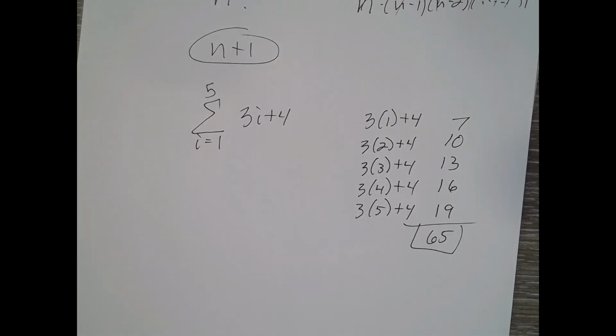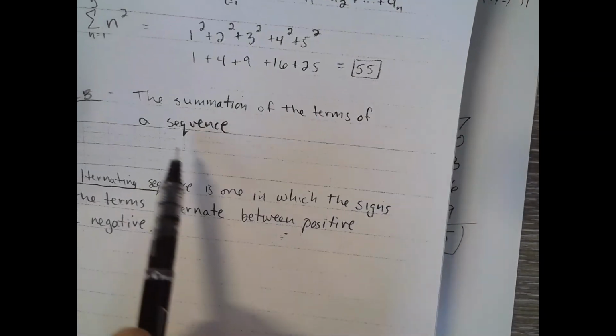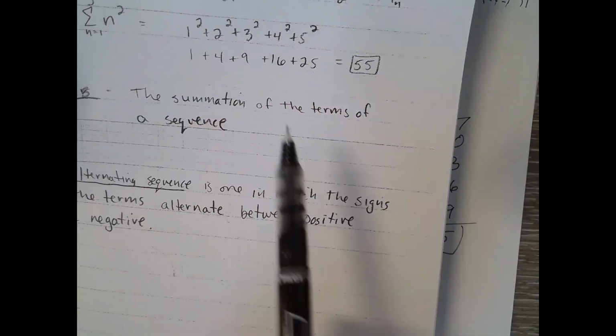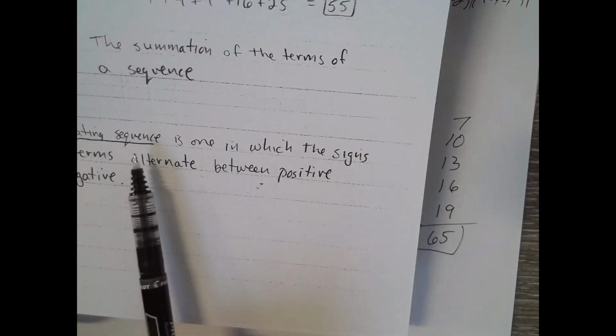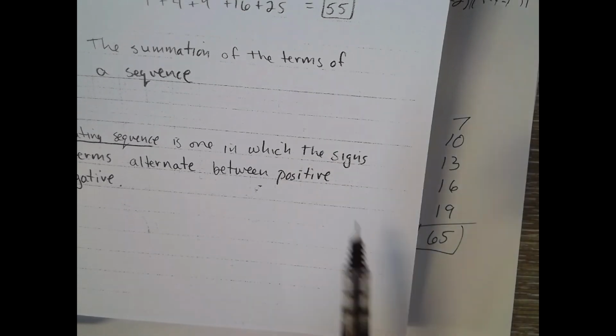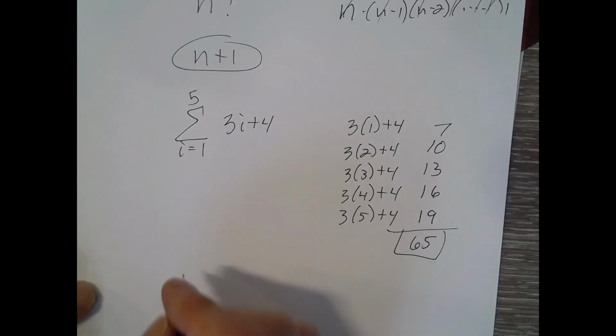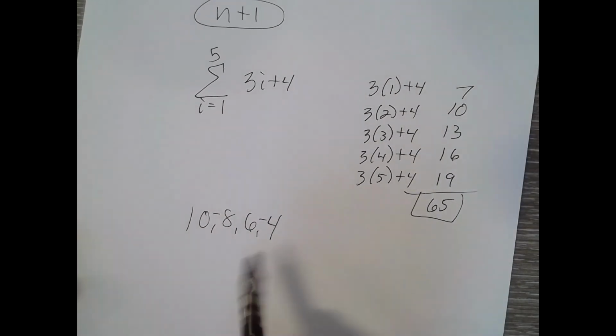That's summation notation. A series is the summation of the terms of the sequence. We just did a series from 1 to 5. An alternating sequence is one in which the signs will go, like, 10, negative 8, positive 6, negative 4. It goes from 10 to negative 8 to positive 6 to negative 4. That's just called an alternating sequence. Lots of applications later on in math class. Questions?